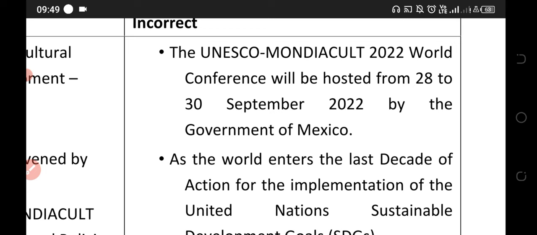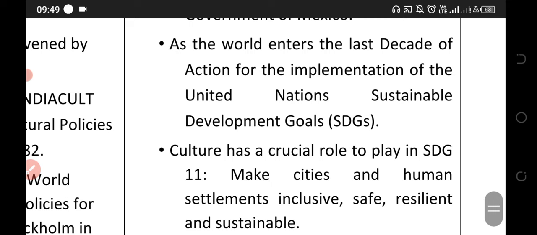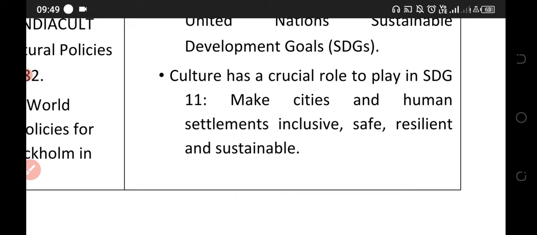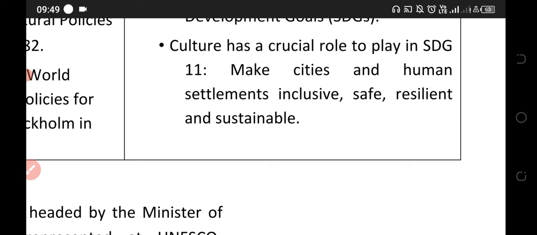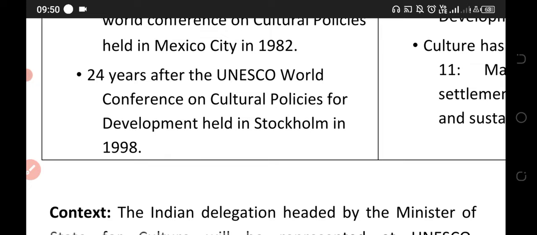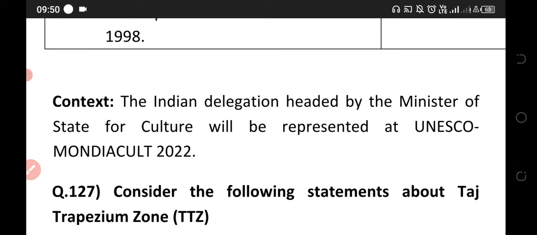As the world enters the last decade of action for the implementation of the United Nations Sustainable Development Goals, culture has a crucial role to play in SDG 11, that is, making cities and human settlements inclusive, safe, resilient and sustainable. An Indian delegation headed by the Minister of State for Culture will be represented at UNESCO Mondiacult 2022.